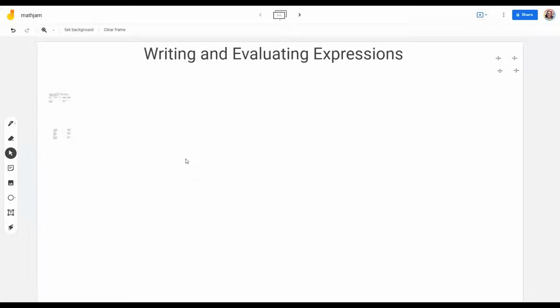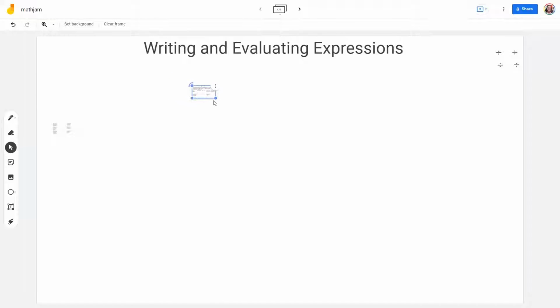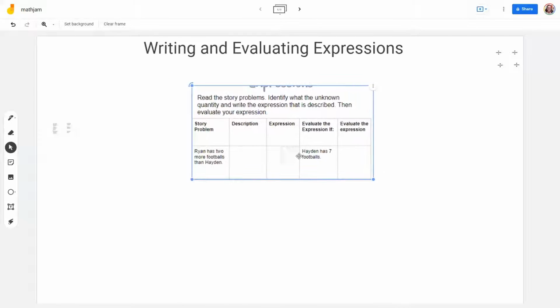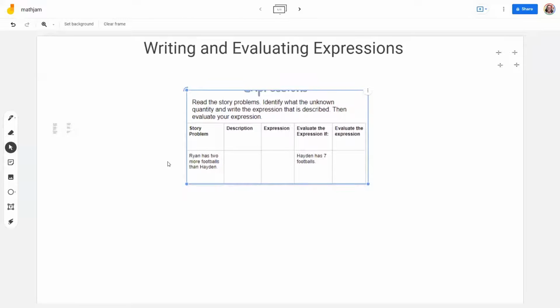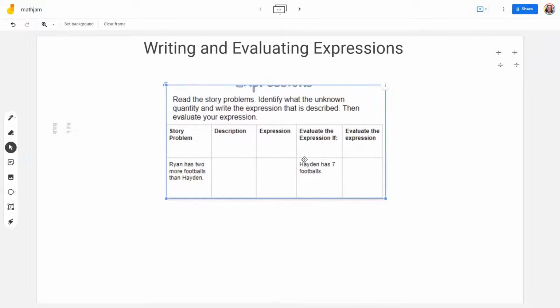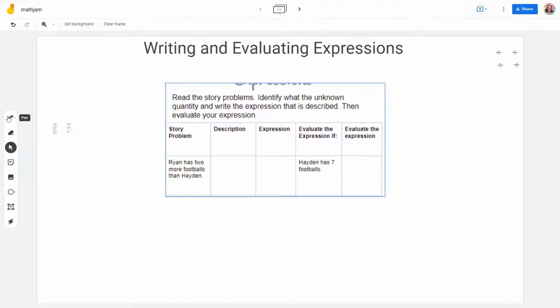Today we're going to be learning about writing and evaluating expressions. So let's take a look and see what we're doing today. Our first one has some instructions for us. It says, read the story problems, identify what the unknown quantity is, and write the expression as described. Okay, let's take a look at what we've got here.